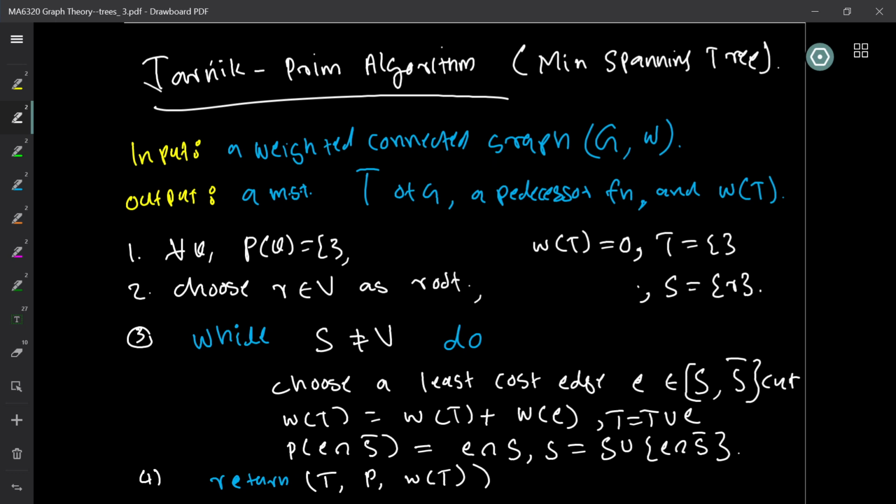Once this runs and you have all the vertices in the set, you return the tree T with the predecessor function and the weight of the tree. So this will give you not only the tree, it will also tell you how to go from the root to the vertices.